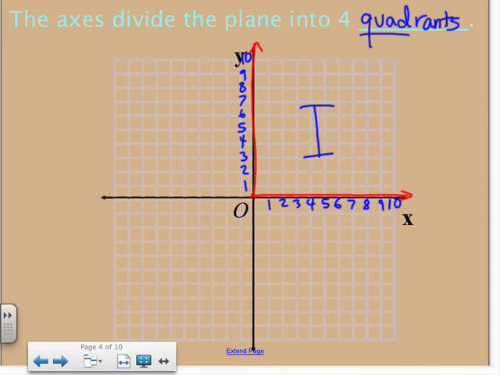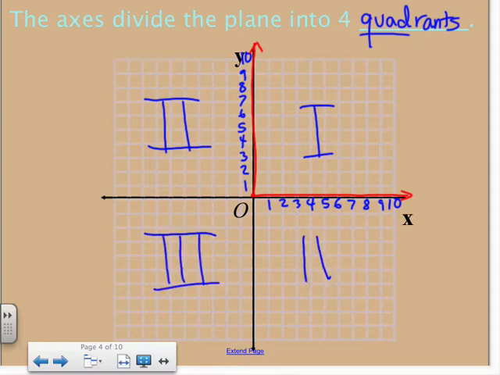Then it goes counterclockwise for whatever reason. I'm not totally sure why. If you want to Google why, that might be interesting. But that's quadrant 2, this is quadrant 3, and then quadrant 4 is down here below quadrant 1. So again, something you just want to memorize which quadrant is which.